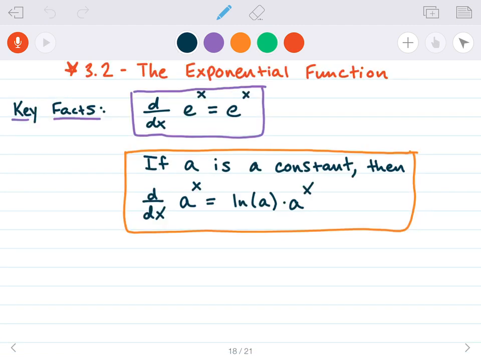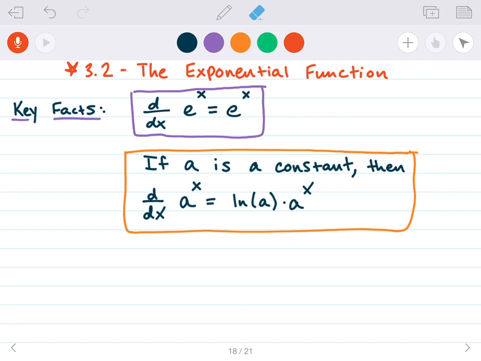Hey guys, in this video we're going to be talking about Chapter 3, Section 2, the exponential function. And so we're going to use these two key facts. Both of these are proven in your textbook. I'm actually going to prove this one right here, but you don't have to know how to prove it. We're just going to have to learn how to apply these rules.